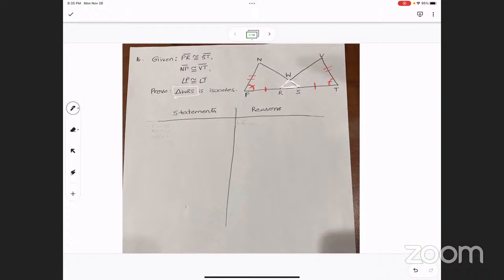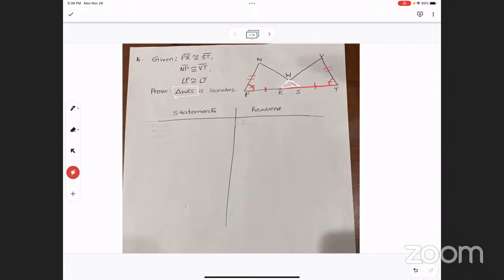So we would need to prove basically that this is equal to this. So let's come up with the plan, okay? Well, this being equal, and if I add RS to ST, and if I add RS to PR, then that would give, by the addition property, that PS is equal to TR. Do you understand that? Yes.